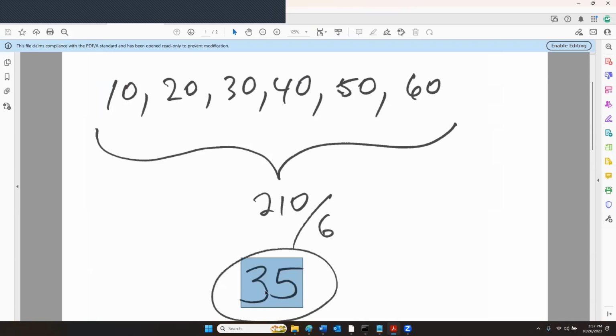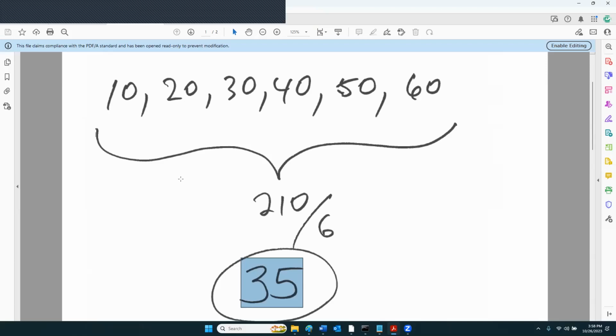I take this mean value and use it to determine the difference for each of those values. In this case, I get negative values up to here because 10 minus 35 is minus 25. 20 minus 35 is minus 15. 30 minus 35 is minus 5. But then 40 minus 35 is a positive 5. 50 minus 35 is a positive 15. And then 60 gives a positive 25, right?